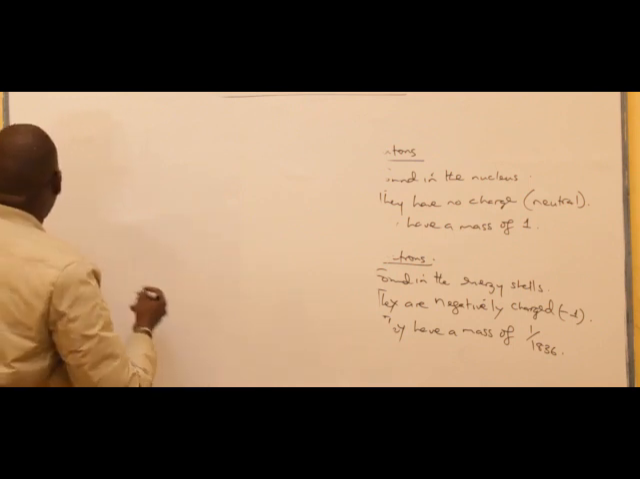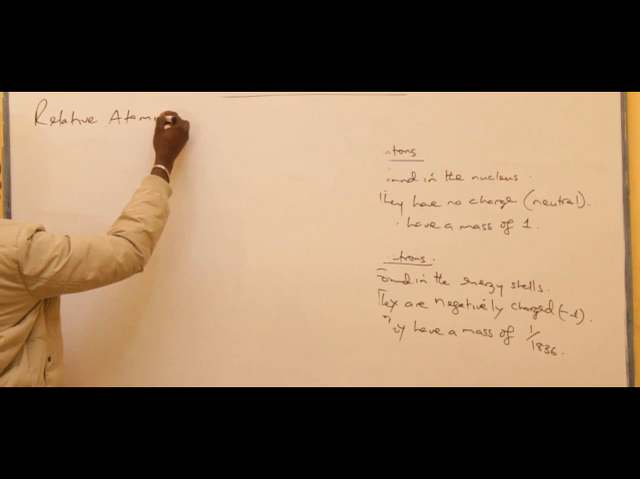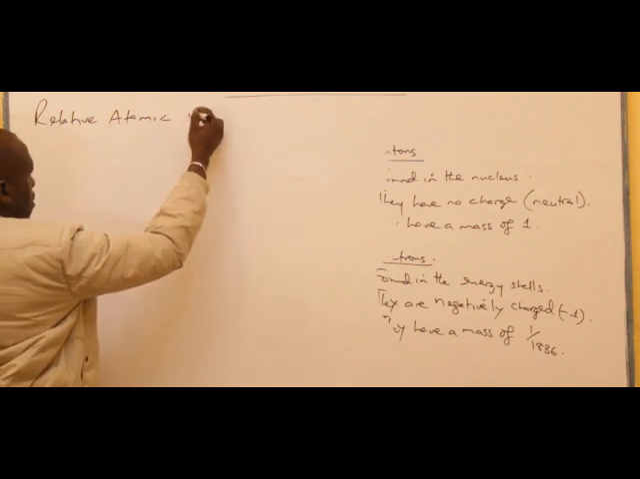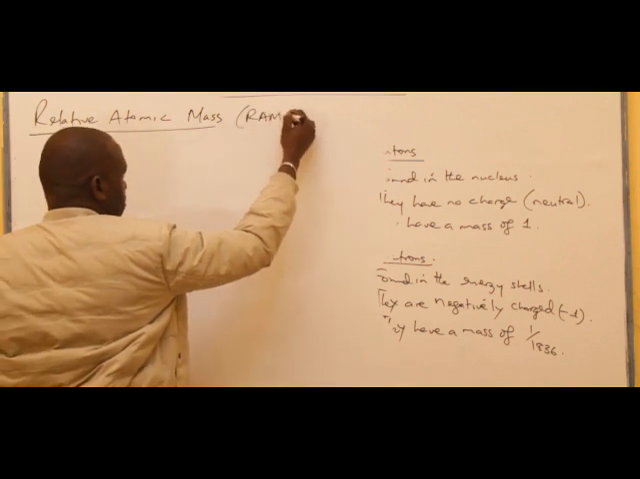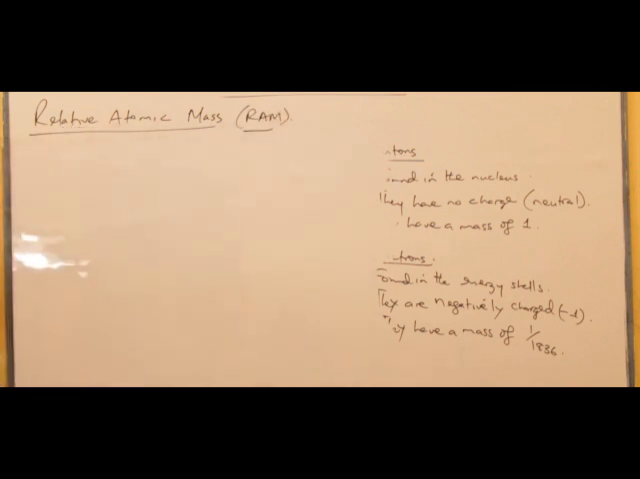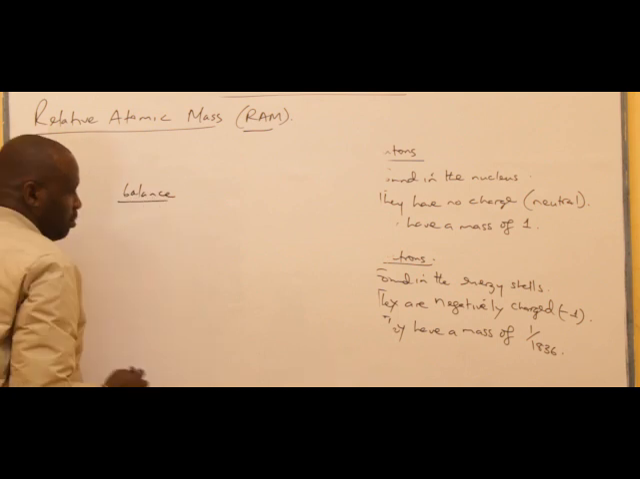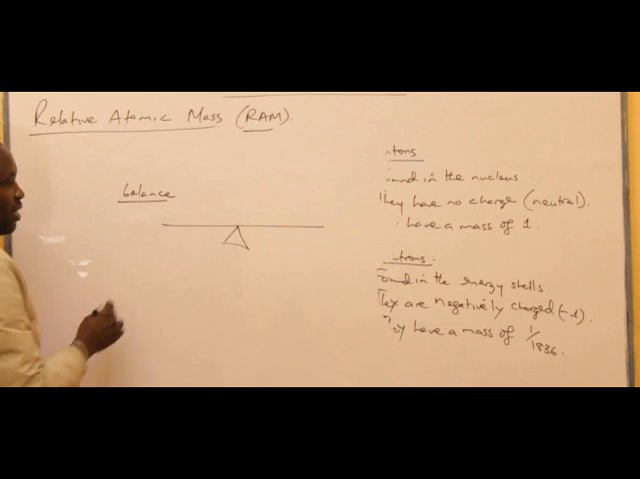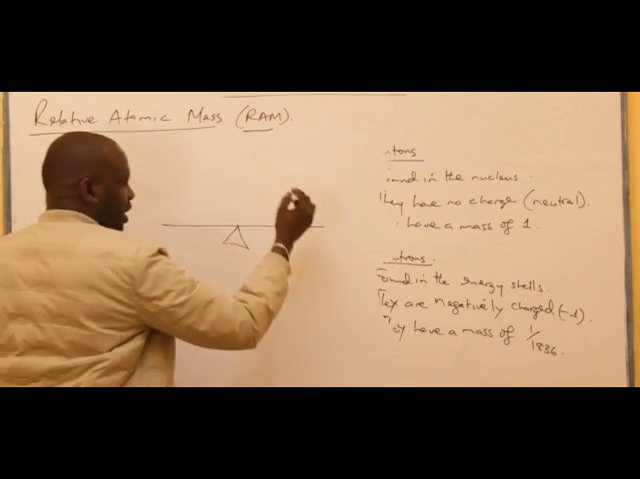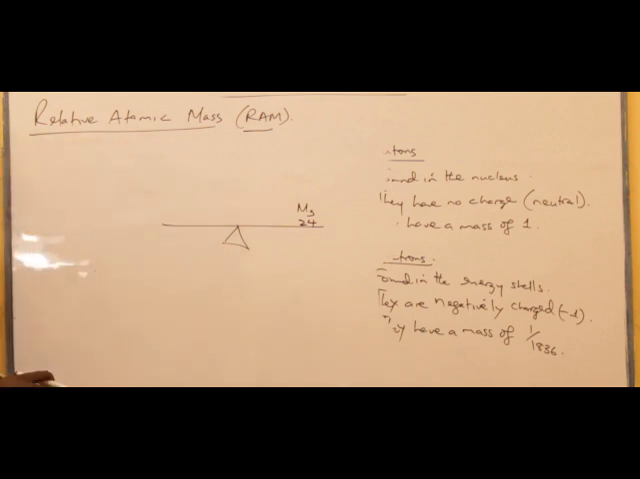Finally, we talk about what we call relative atomic mass, abbreviated as RAM. So what is relative atomic mass? How do we get the masses of these elements? To get a mass, we need a balance to weigh them. So we have a balance, and in the balance they have to weigh. How did they find out that magnesium has a mass of 24? They have to weigh it in a balance to know the mass of magnesium.